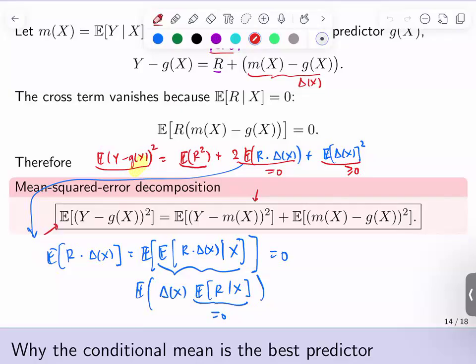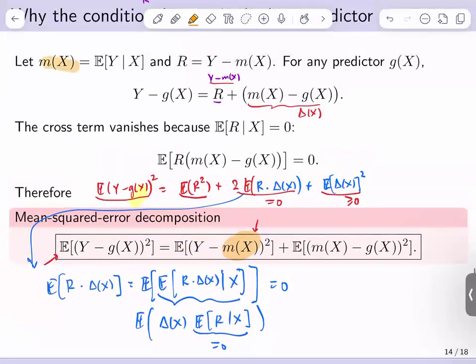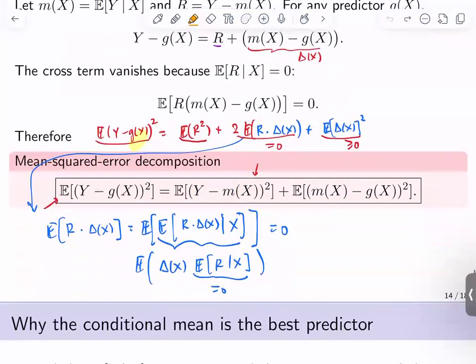And then you measure the prediction error, which is y minus g of x, in the mean squared sense. So you square it and you take the expectation. This gives you a number, and so you can score different predictors as you vary g. The point here is there's a decomposition of this risk or error in this format. And here m of x is the conditional mean of y given x. And this part does not depend on g.